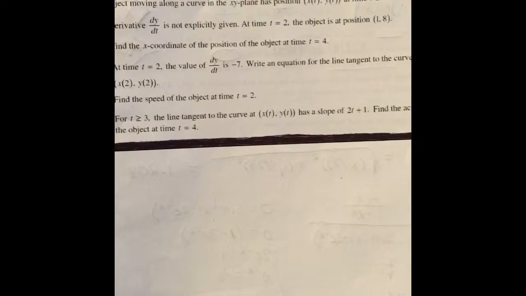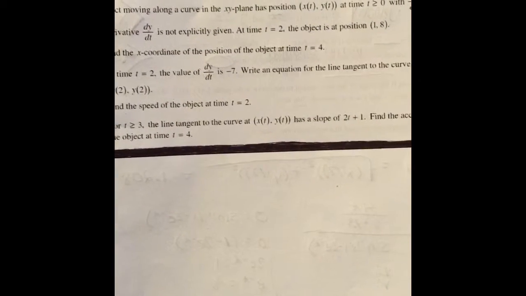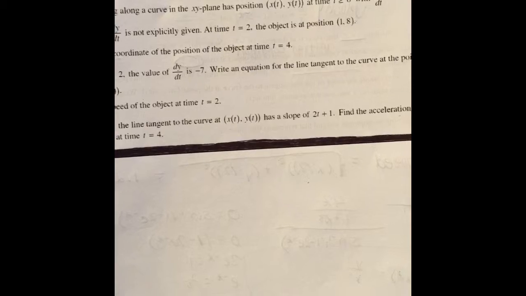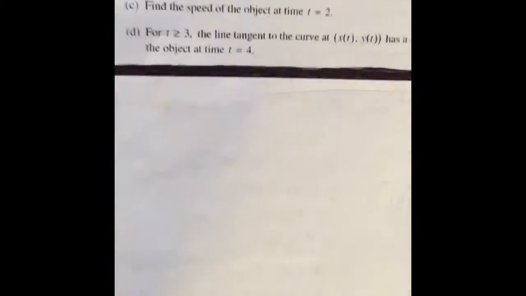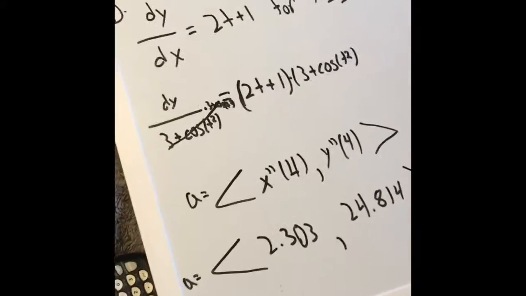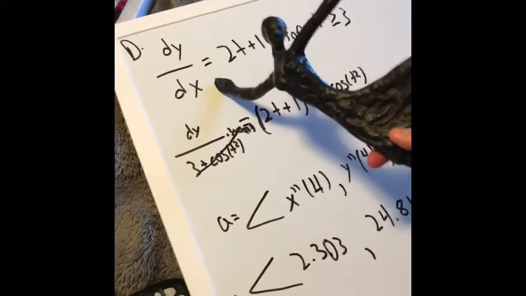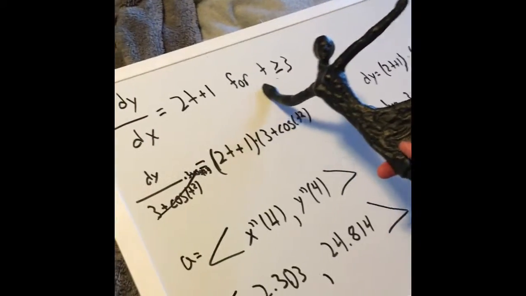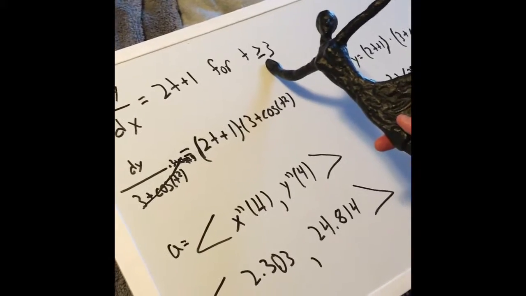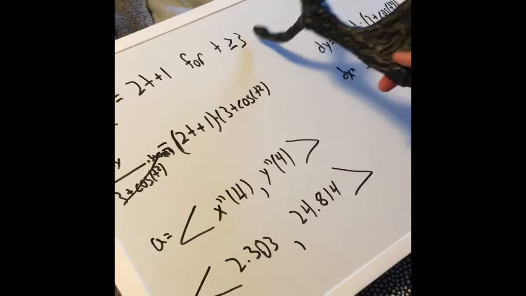Part D. For t greater than or equal to 3, the line tangent to the curve at (x(t), y(t)) has slope 2t plus 1. Find the acceleration vector of the object at time t equals 4. It's given that dy/dx is 2t plus 1 always when t is greater than or equal to 3.